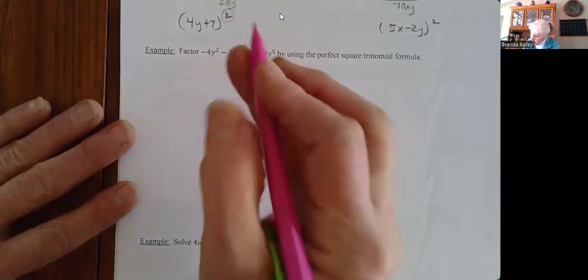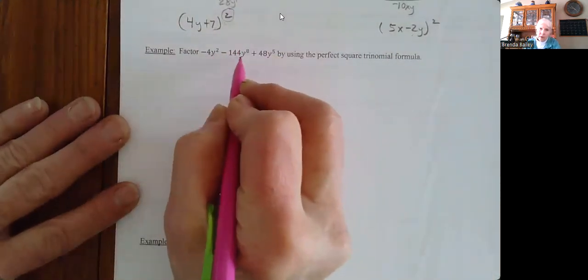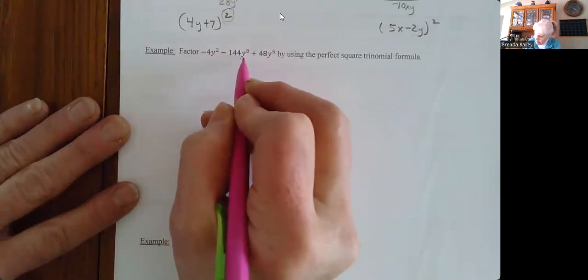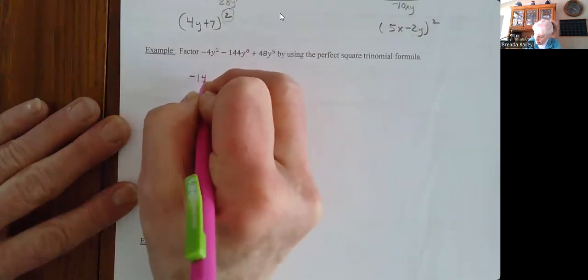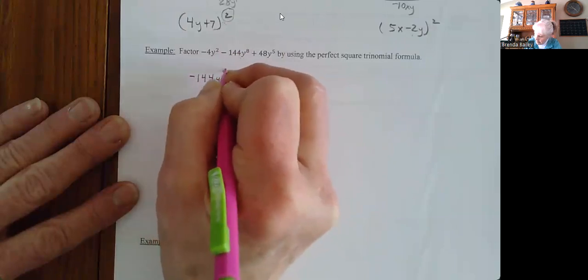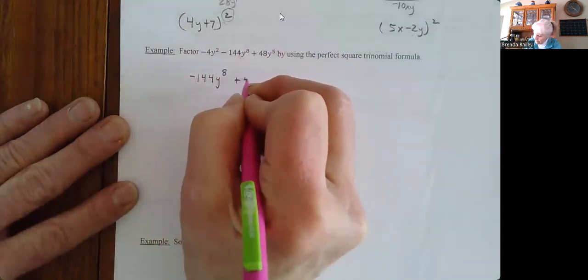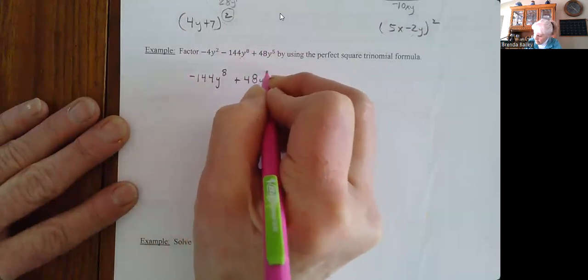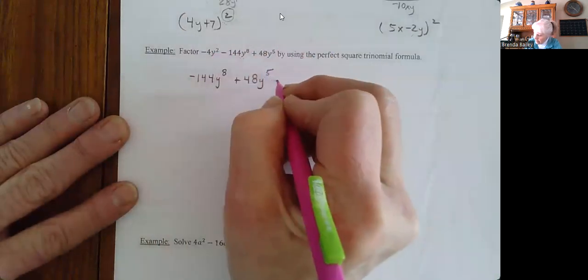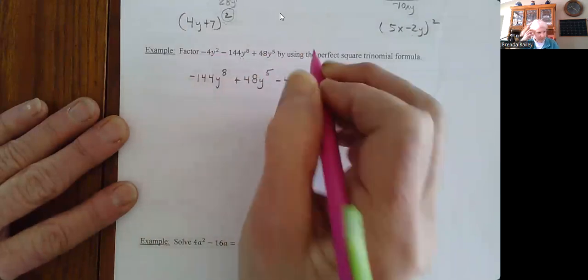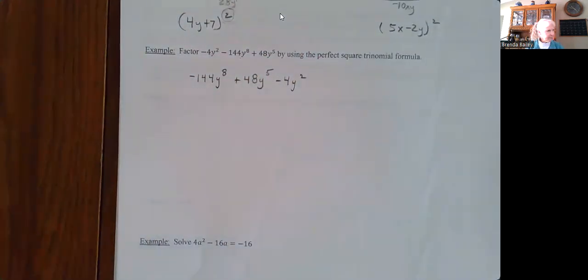This one. We're going to rearrange this one in order. So we're going to put this first. Then the y to the 5th goes next. And then a minus 4y squared goes next. All righty. So here we'll go ahead and take out the greatest common factor.